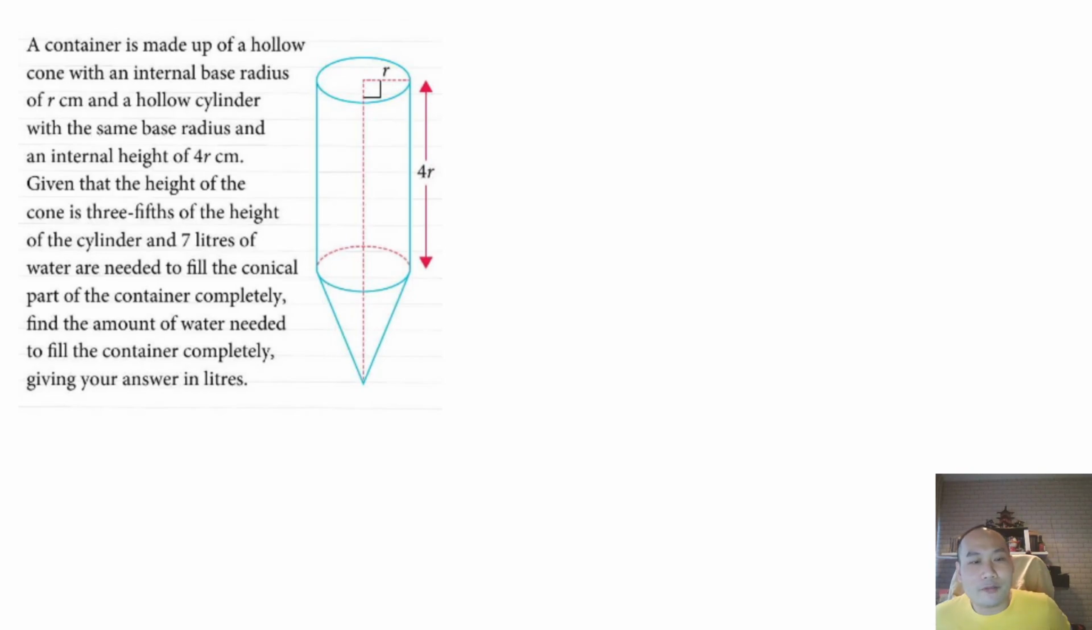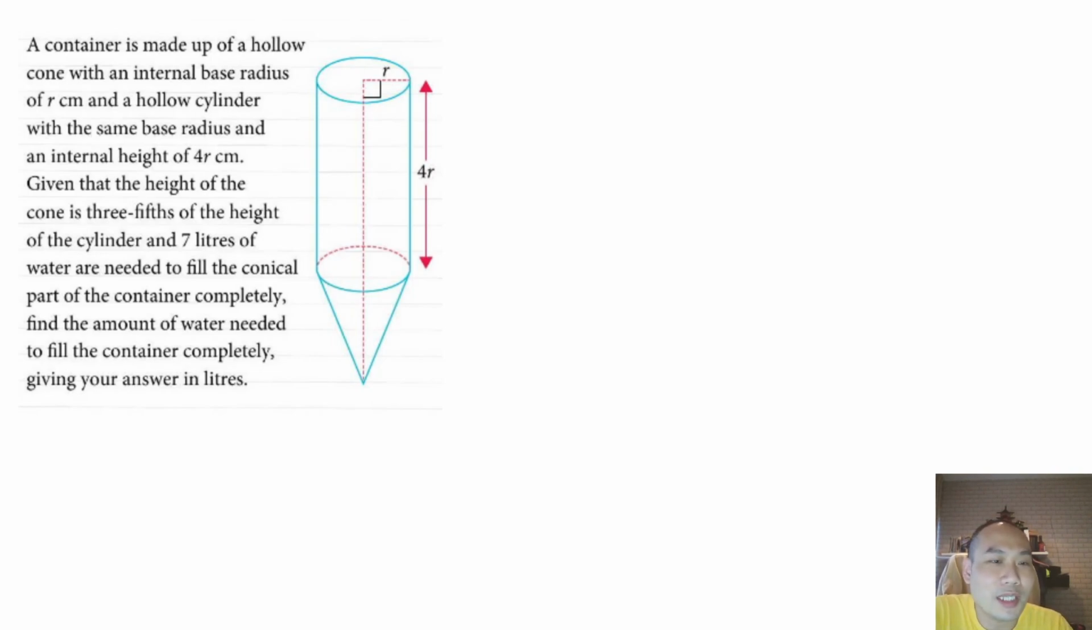So this is the information we have. And what are we supposed to do? We are supposed to find the amount of water to fill the container. So basically, we are supposed to find the volume. But we can't just find the volume like this. We need to find the unknown r. Without the radius, we can't find the actual volume. So the first thing we need to sort out is the value of r. To do that, we need to do some comparison based on the information we have.